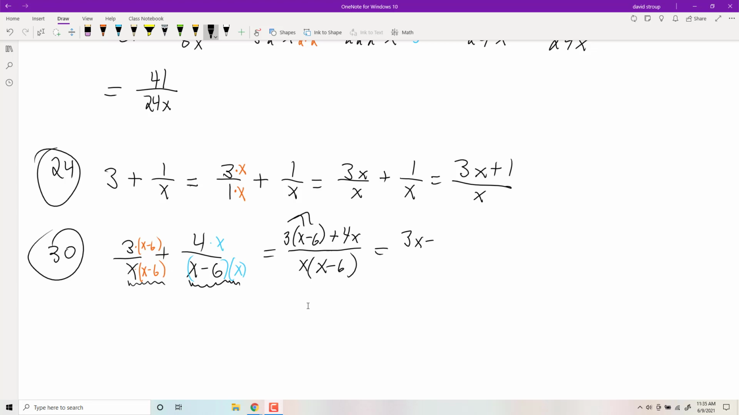Oops. My screen went blank there for a second.